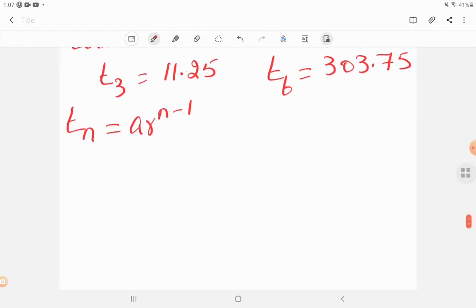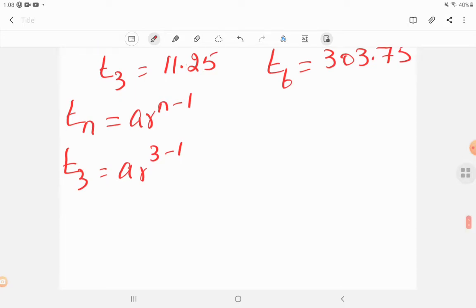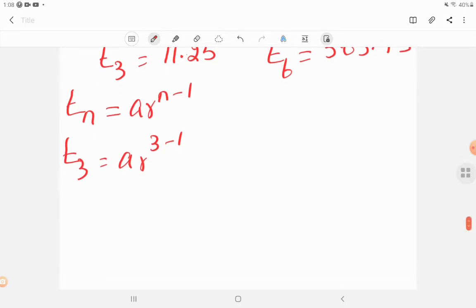So we actually sub in the value of n is 3 here. So T3 is equal to, we don't know what A and R are, so just write A and R as it is. AR to the power of 3 minus 1. We are given that the third term value is 11.25. So in the place of T3, we sub in 11.25 is equal to AR squared. So we have the first equation in here.